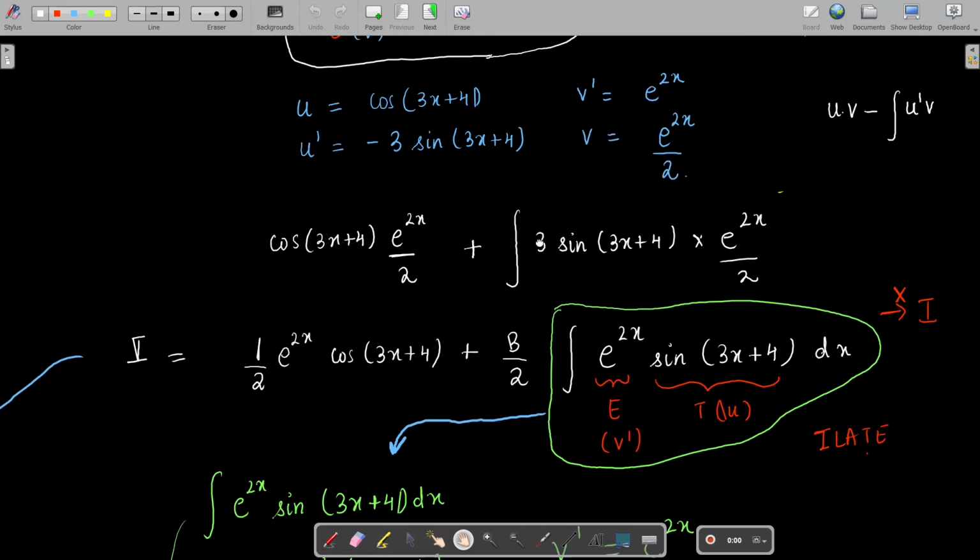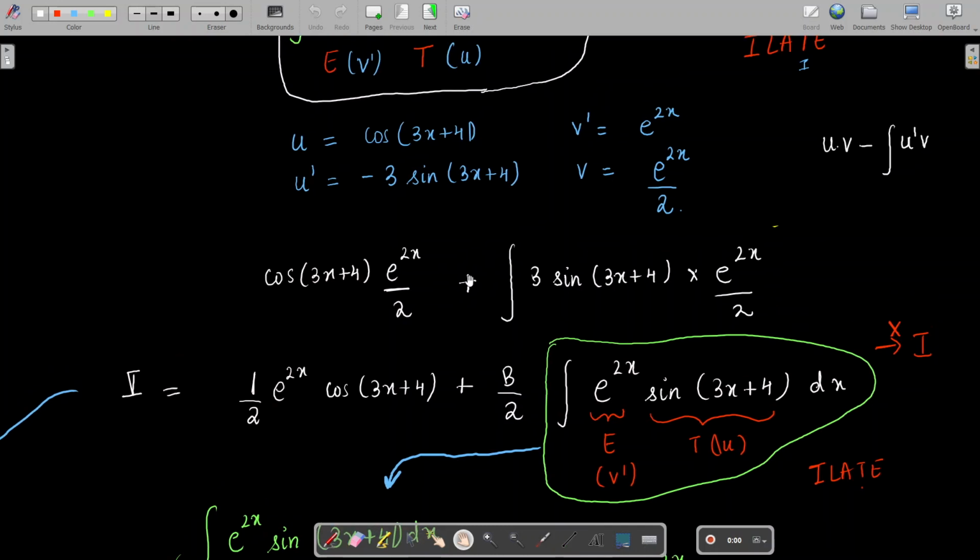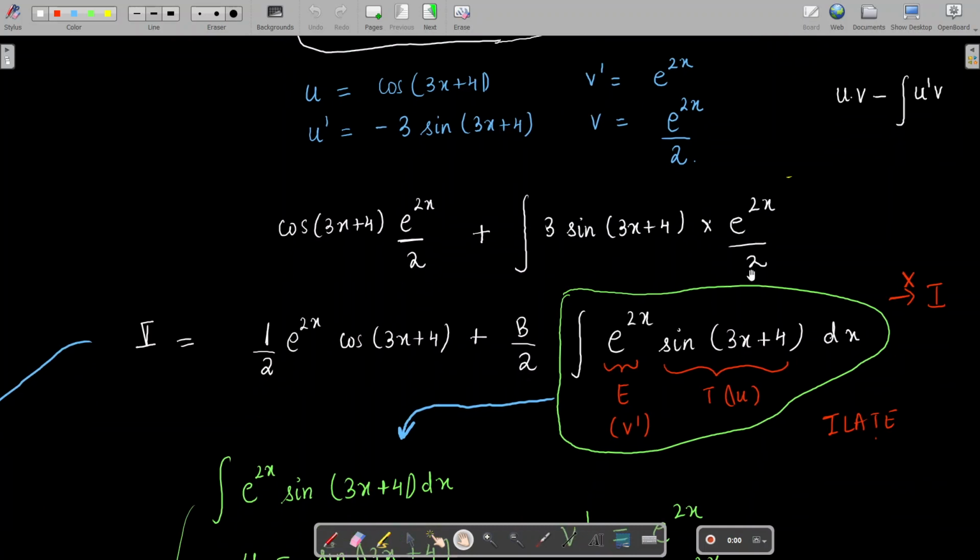Now this 3 over 2 will get outside of the integral. Notice that here is a plus sign, but originally it's a minus sign in the formula. But since u prime is also negative, that negative and negative becomes positive. Now 3 over 2 will come outside of the integral.